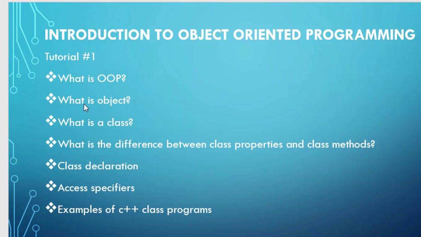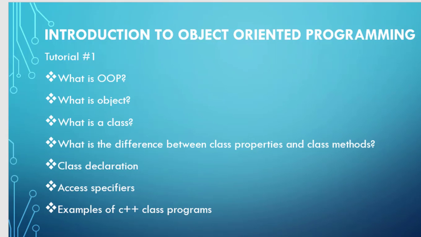We'll be talking about also what is object, what is a class, what is the difference between class properties and class methods. We'll also be talking about class declaration, the access specifiers, and we also see some examples of how to write a program containing classes.